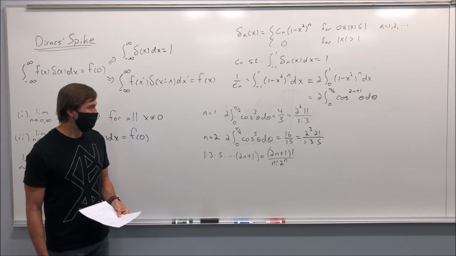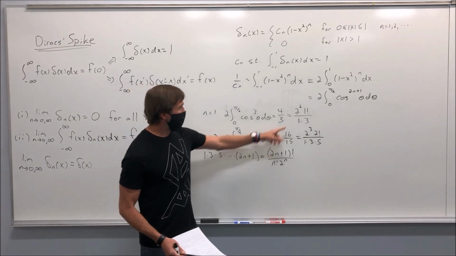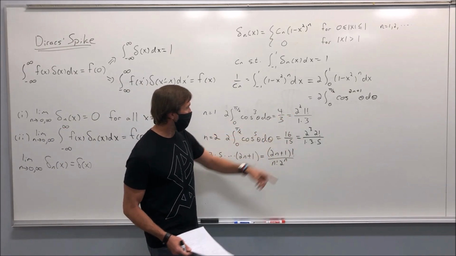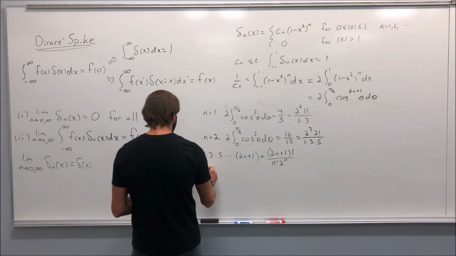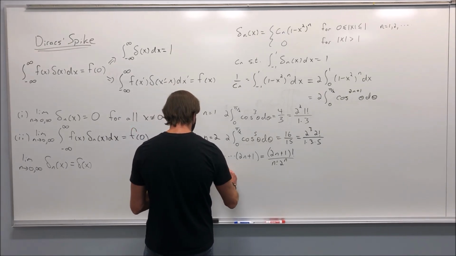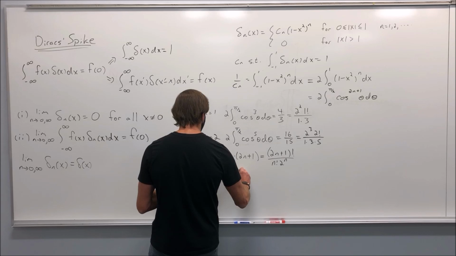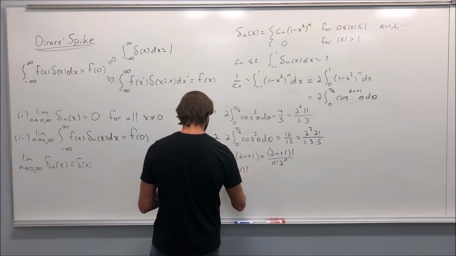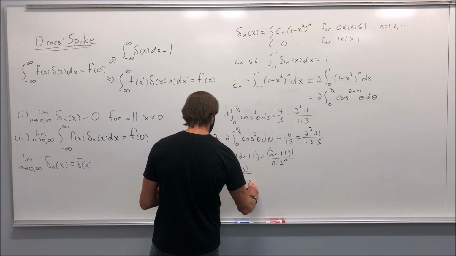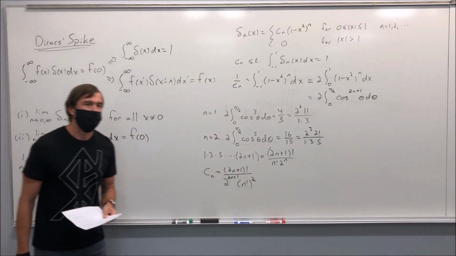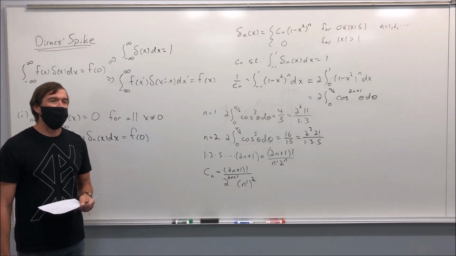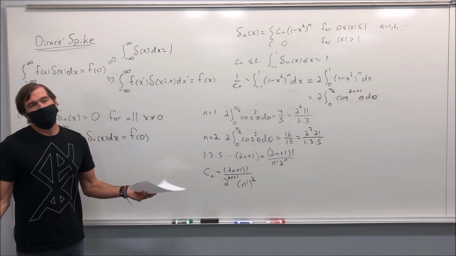Oh, wait a minute. This is kind of related to this in a way, and in fact it is. Cn can be written as (2n+1)! over 2^(2n+1) times (n!)^2. Don't worry if you don't get it. You're going to do it on the homework. Okay?